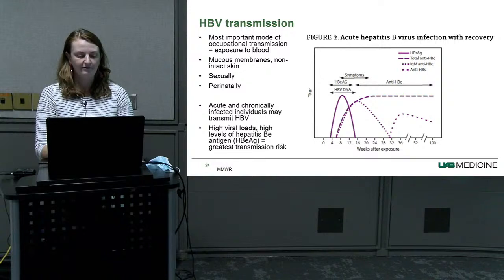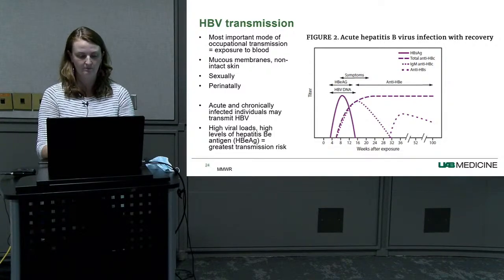On the graph, in figure 2, you can see where it says hepatitis B DNA, that would be the hepatitis B viral load, or the hepatitis E antigen, where that peak is the highest. That is the most infectious time someone would have hepatitis B and the time of greatest transmission risk if an injury were to occur.